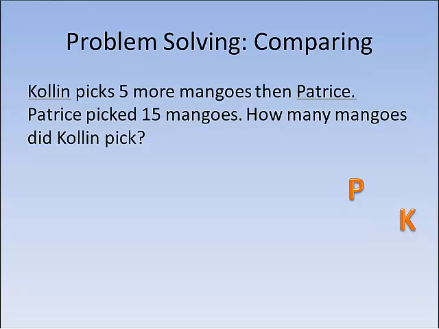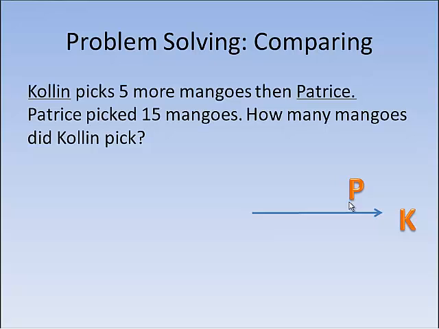The next step here is to determine what is the bigger number. Is it how many mangoes Patrice picked, or is it how many mangoes Colin picked? So let's read the problem again to find out which is the bigger number. Colin picks 5 more mangoes than Patrice. The word more tells us that Colin picked more mangoes. So that is why K is positioned here on the big number, and P is positioned here for the small number.